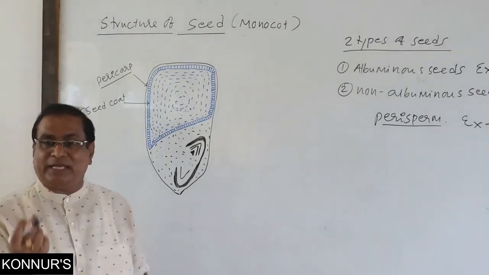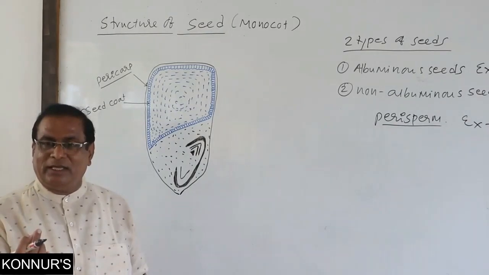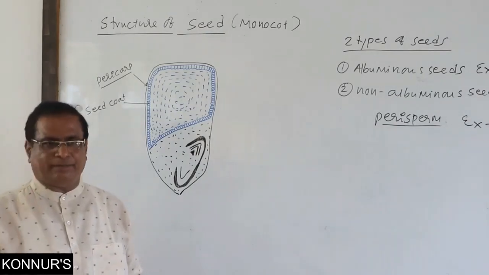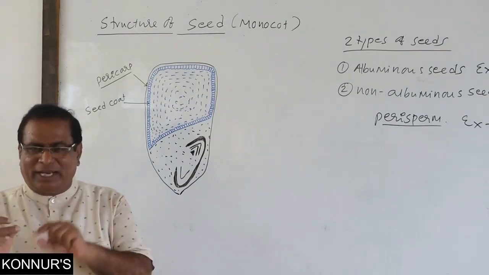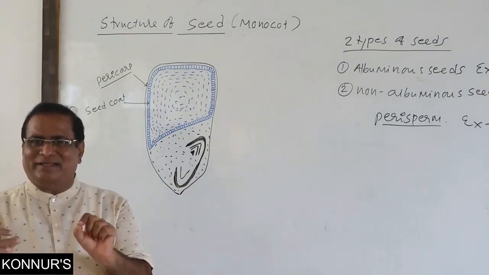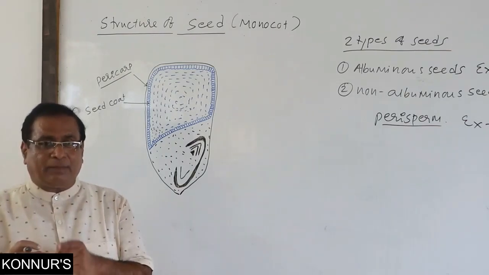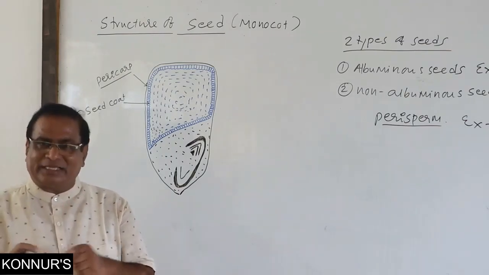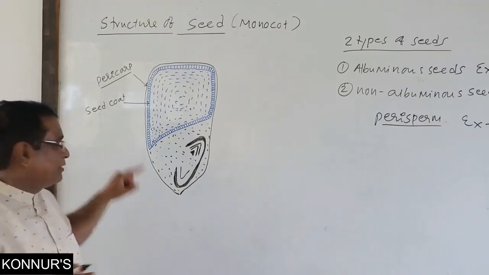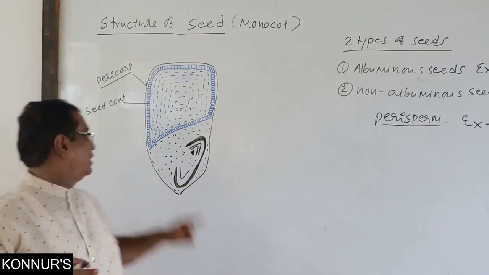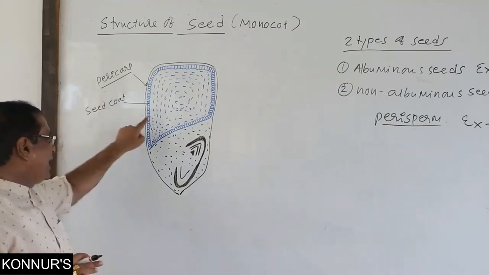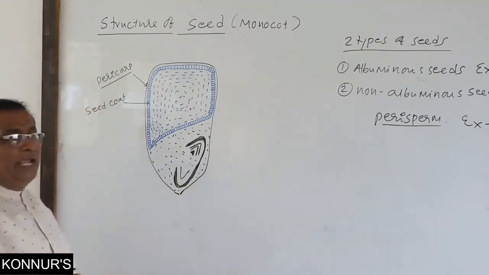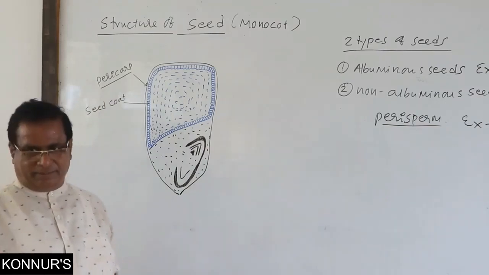We used to say seed, but actually that is a single-seeded fruit. A black covering, if you just open it, you will get a single oil seed, where the pericarp and seed coat get separated. But in the case of cereals, the pericarp, the fruit covering, and the seed coat are inseparable.